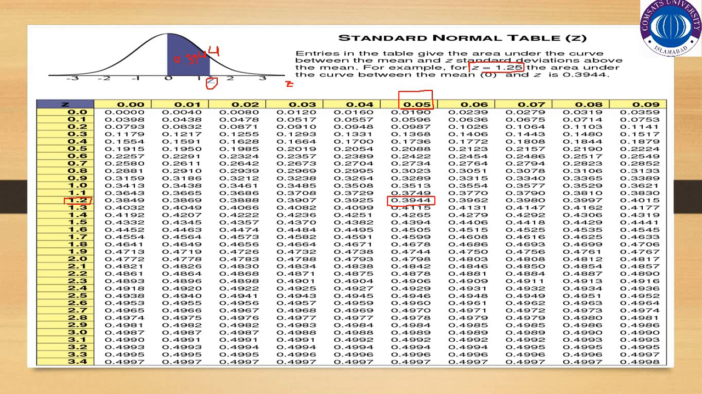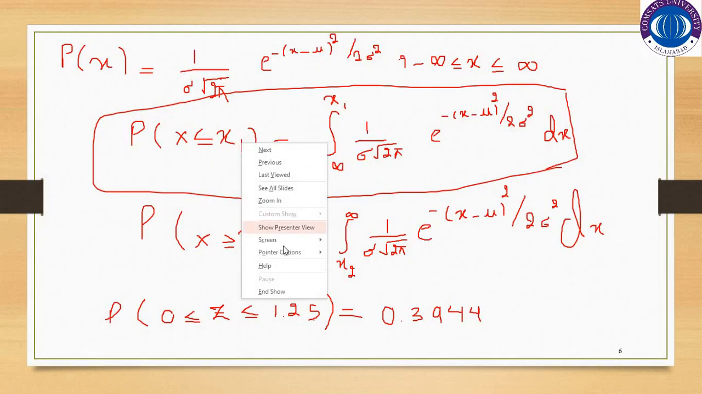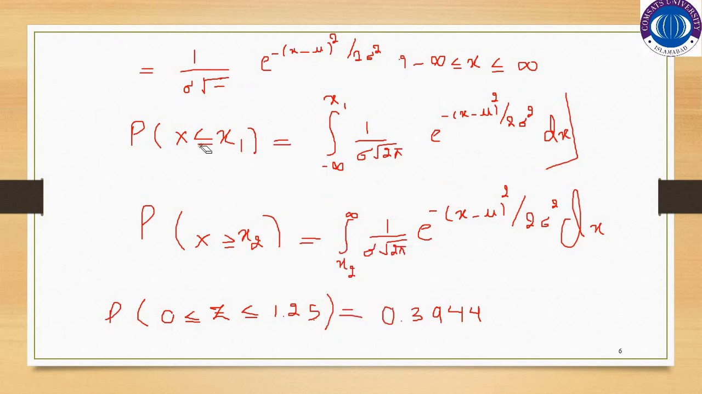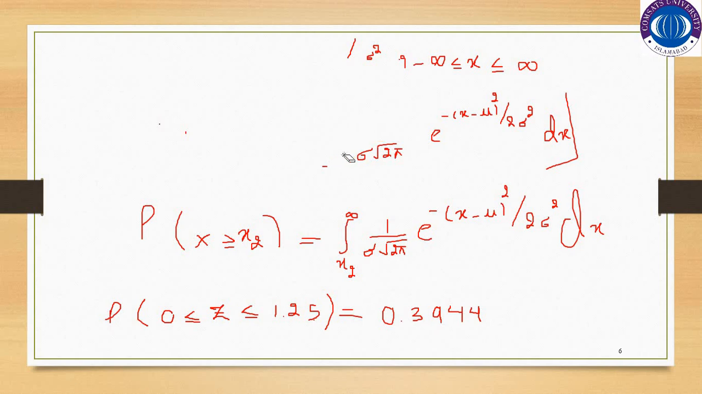And let's suppose we want to find out the probability between the mean 0 and minus 1.25. So what will you do then? Between 0 and minus 1.25, as z is the random variable and its limit is from minus infinity to infinity, so it can take the value minus 1.25. So what will we do?